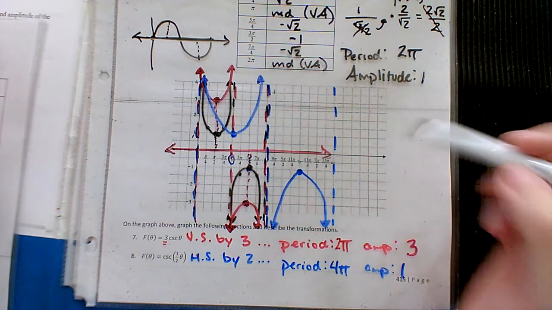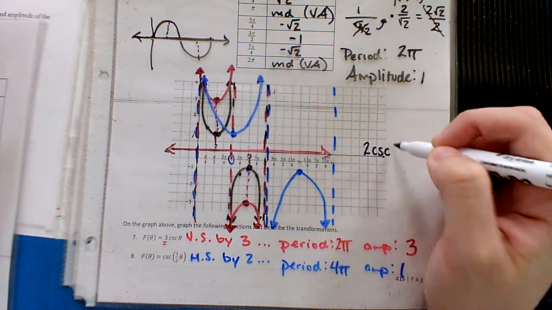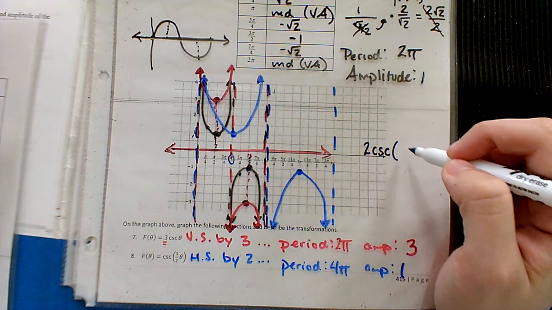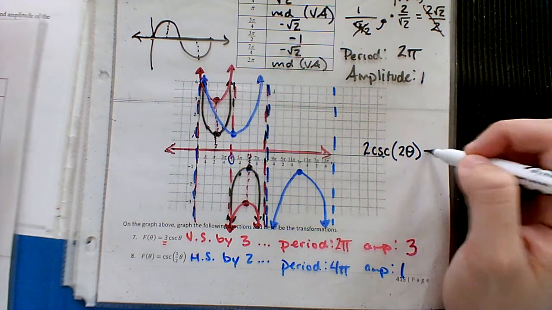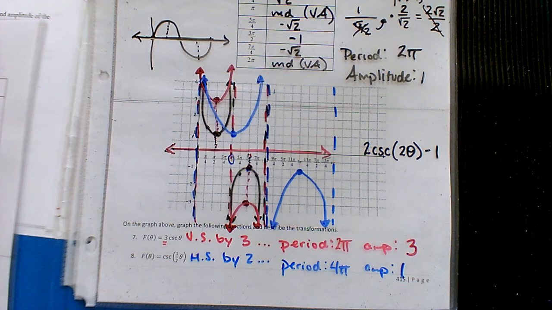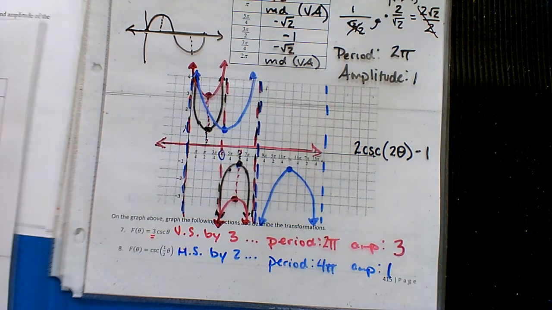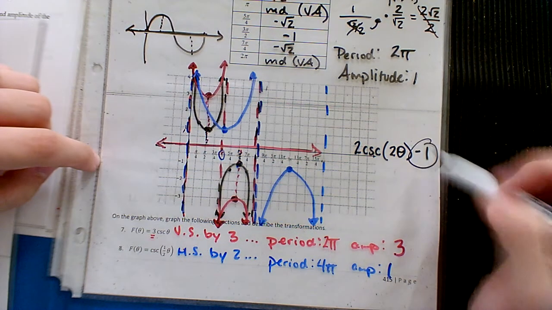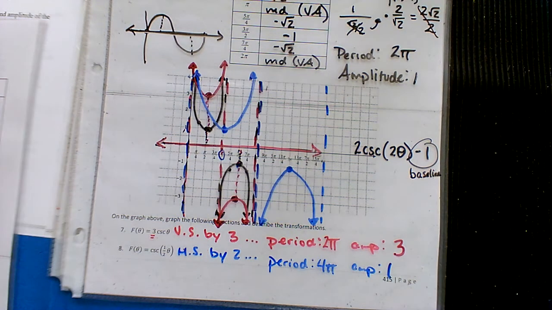Let's say we had, I don't know, we'll do 2 cosecant of 2 theta minus 1. Can we identify some transformations or changes? How it affects period or amplitude? What do you think, Marie? Yeah, the baseline will now be -1. Baseline's -1. That's the middle of your graph. Good. Yes.